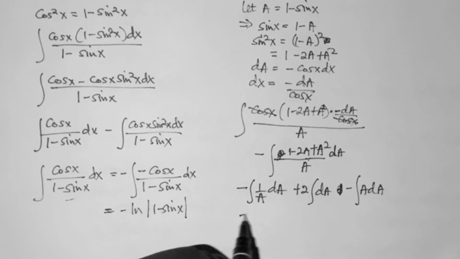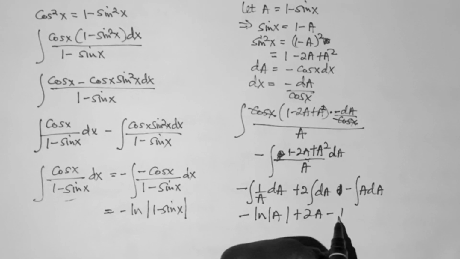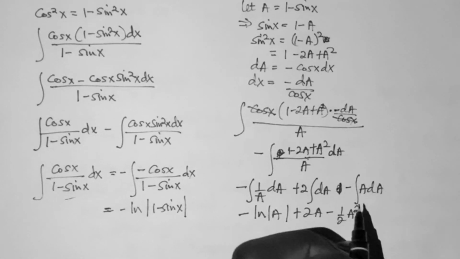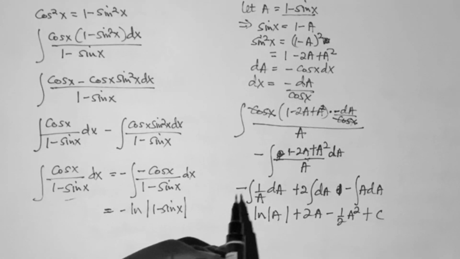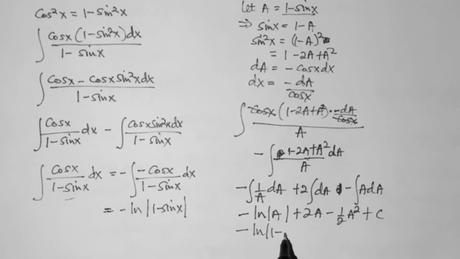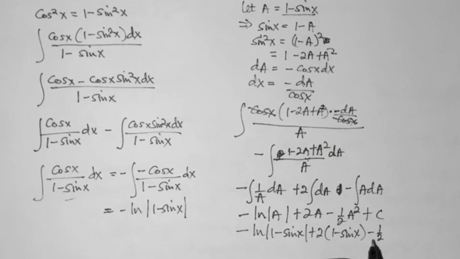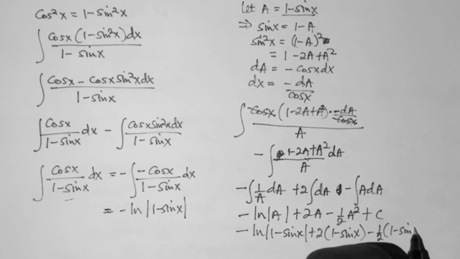So if you integrate this, we get minus natural log of a, then plus 2a, then minus half a squared plus c. However, we said that a is equal to 1 minus sine x. So this will become minus natural log of 1 minus sine x, then plus 2 times 1 minus sine x, then minus half of 1 minus sine x squared.